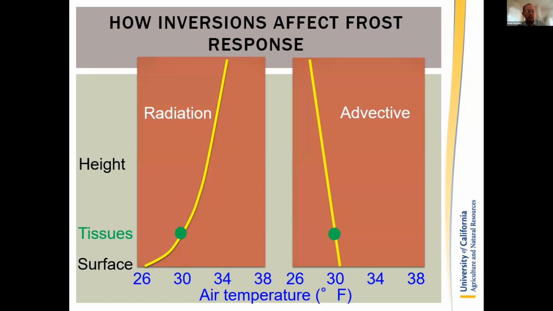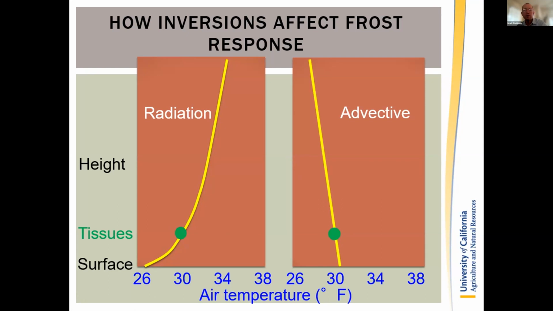On the left, this is an air temperature profile representing a radiation freeze, where it is cold near the ground surface and the air temperature increases with height above the ground. If our crop tissue is about this height, then we clearly have some warmer air above the ground that we can take advantage of to try to warm our crop. Under an advective freeze, this might be the pattern that we see. In this case, it's a worst case scenario where it just gets colder and colder with additional height above the ground. So these are the two extremes, but of course we can have any number of conditions in between these two.